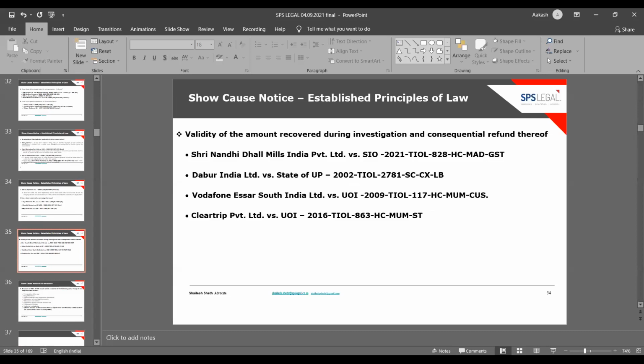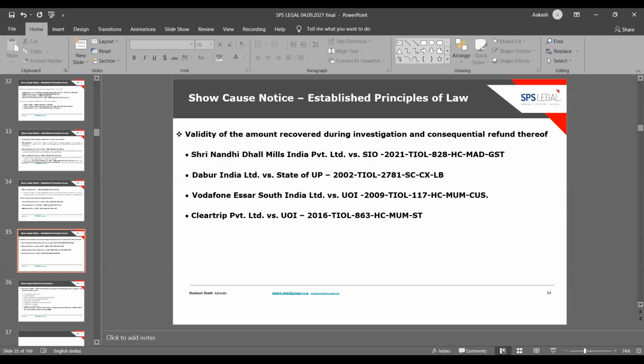Another important aspect, which is actually hurting everybody every now and then, is the validity of the amount recovered during investigation and the consequential refund thereof. One of the most important cases recently decided is by the Madras High Court in the Sri Nandi Dal Mills Limited case. And we have quite a few judgments under the erstwhile regime, Dabur India, Vodafone. There is a catena of decisions.